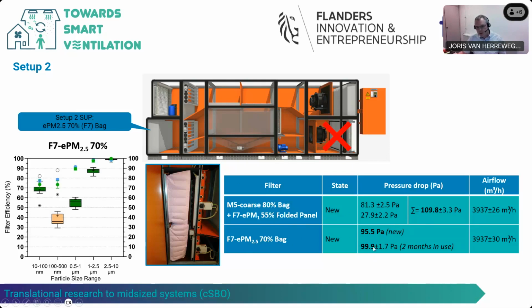So in general, the pressure drop over this single stage bag filter is lower than over the combination of a coarse and an F7 fine filter. And we also know from our in-laboratory experiments that over time, this pressure drop over a bag filter will increase less than is the case for the combination of a coarse and an F7 folded panel filter. So this means that an F7 bag filter is also an interesting alternative for air handling units.